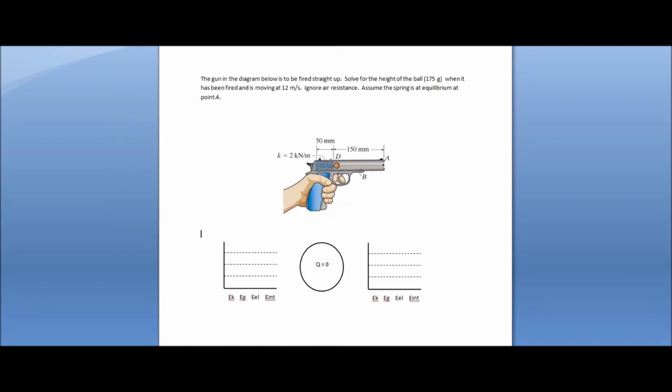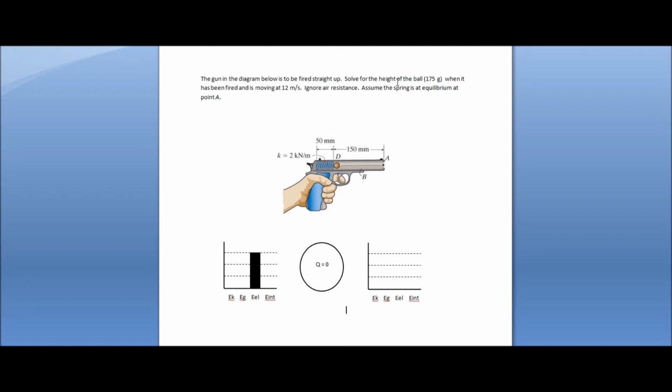So before the gun is fired, we're going to say the ball is at 0 position, so that means there'll be no EG. The ball is not moving, so there'll be no EK. Ignore air resistance, so E internal is most likely out of this problem entirely. So we're looking at 100% elastic energy because that is the spring being loaded right here.